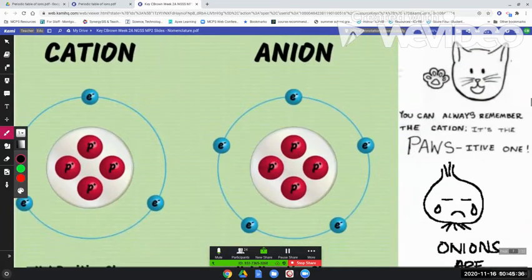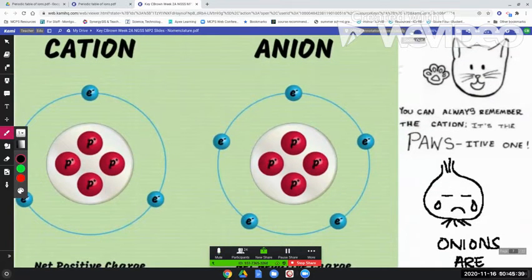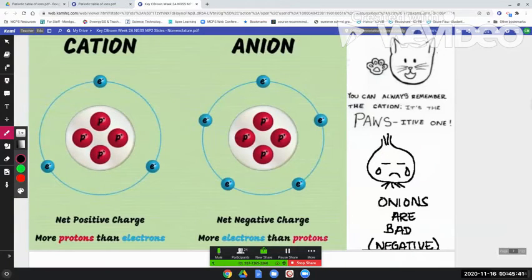So, and hence my jokes. So here we have 4 protons and 3 electrons. So when you see that difference, it's a net positive charge. Here you have 4 protons and 5 electrons, so it's a net negative charge. So remember, cats have paws, so they're positive ions or cations. And onions are very similar to the spelling of anion. So anions are bad. They're negative. They make you cry.